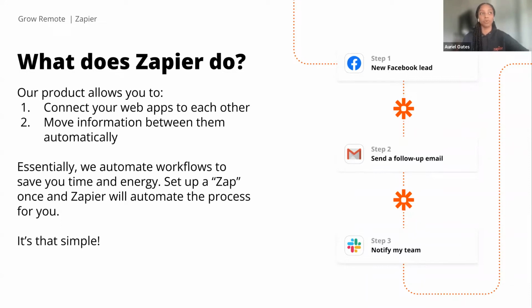Of a really simple workflow automation. So the first step would be a trigger. This trigger in this example is a new Facebook lead. Once a new Facebook lead comes in and is triggered, it'll automatically send a follow-up email through Gmail. And then you can also set it up for Slack to notify your team. That's just a really easy, simple task that can save you a lot of time.